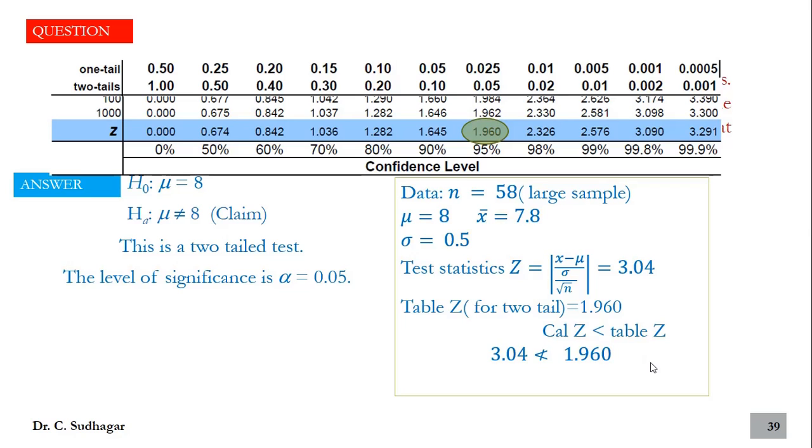After getting the table value, we can compare them. Put the calculated value on the left hand side, that is the calculated z, and put the table value on the right hand side, and check whether it is less than. It is not less than, because 1.96 is a smaller value and this is a bigger value. Therefore this is big and this is small, so we clearly know that this is not less than. If it is not less than, we can say H0 is rejected. That is our conclusion.